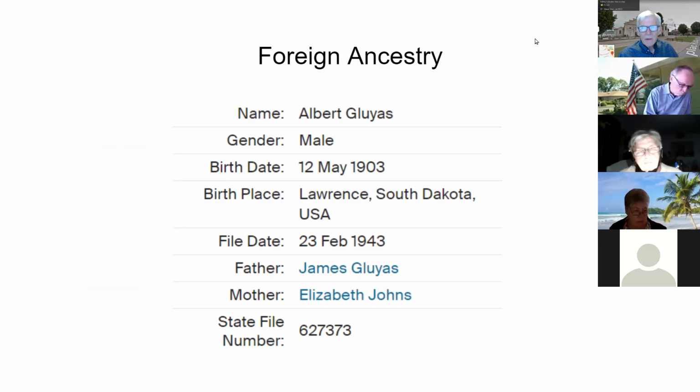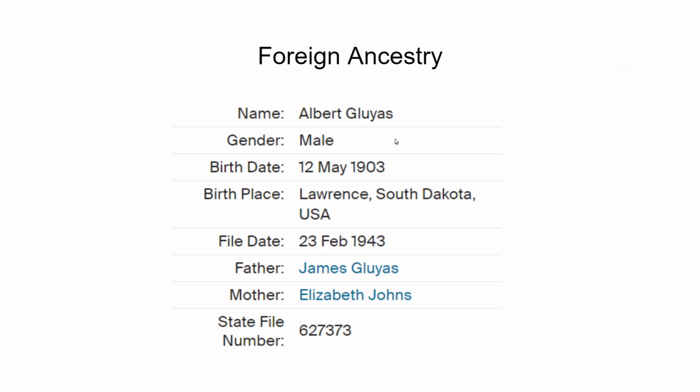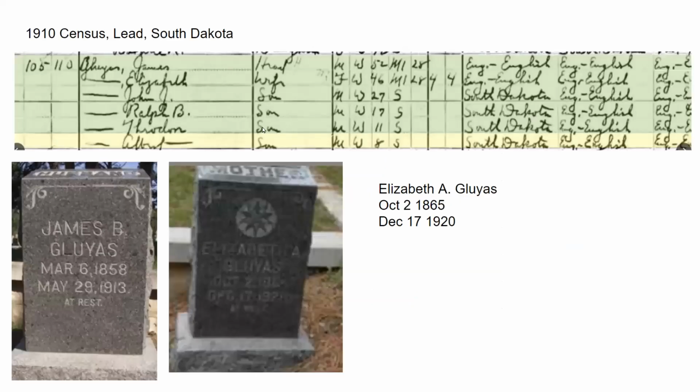Okay, so his birth record says his father was James Gluyas, his mother was Elizabeth Johns, and she's the one we'll be tracing. Okay. So here's the 1910 census. He was born in 1903. And you can see we have James and Elizabeth, John, Ralph, Theodore, by the way, and Albert. Okay, we got them. And they're both from England. Okay, they've been married 28 years and they had 4 kids.